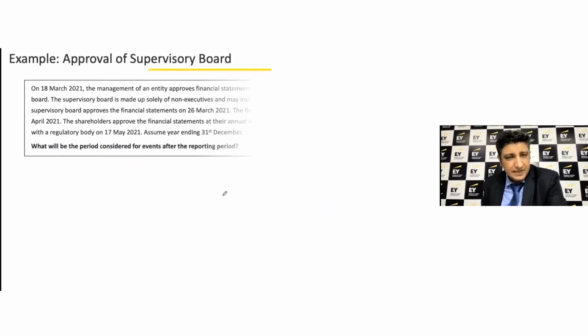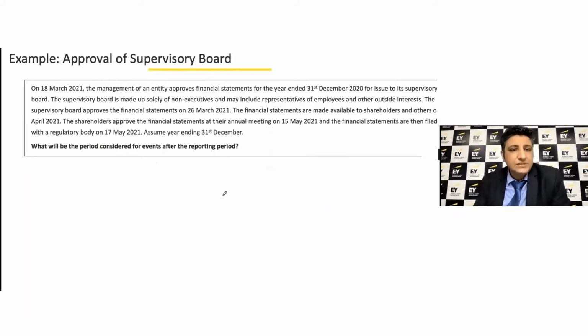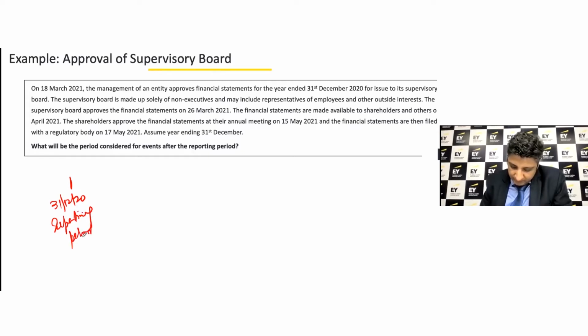Okay, let's have a look at this scenario. It says that on 18th of March 21, the management of an entity approves financial statements for the year ended 31st of December 2020 for issue to its supervisory board. So we are starting with this 31st of December 2020, which is our end of the reporting period or the reporting date here. The supervisory board is made solely of non-exec directors and may include representatives of employees and other outside interests. The supervisory board approves the financial statements on 26th of March 2021.